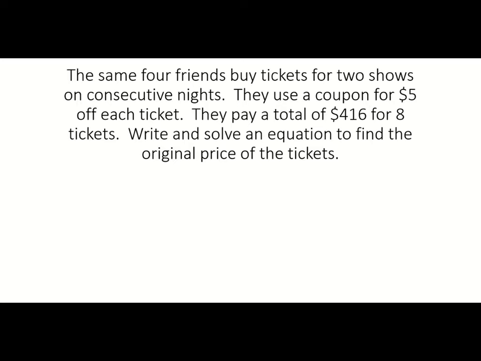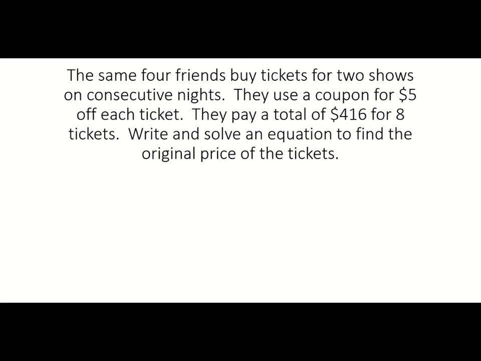So for this problem, the first thing I would do is read it to myself. The same 4 friends buy tickets for 2 shows on consecutive nights. They use a coupon for $5 off each ticket. They pay a total of $416 for 8 tickets. Write and solve an equation to find the original price of the tickets.